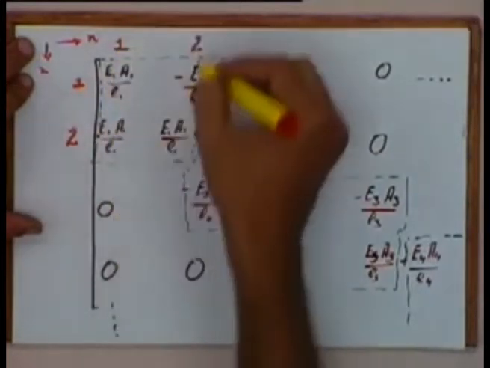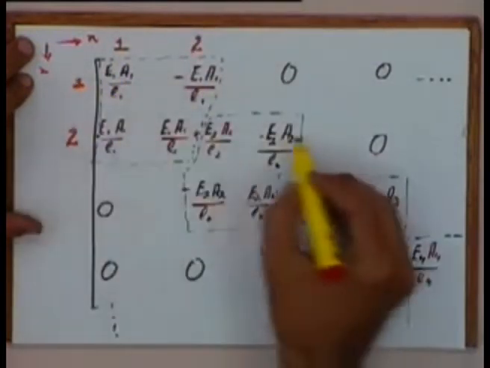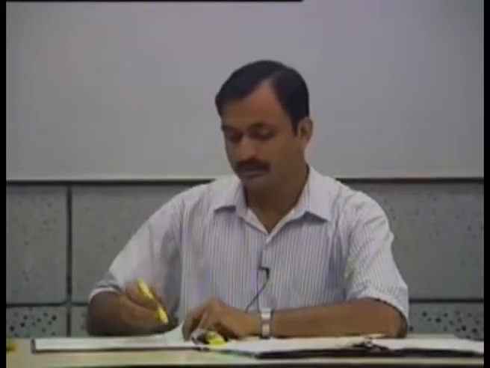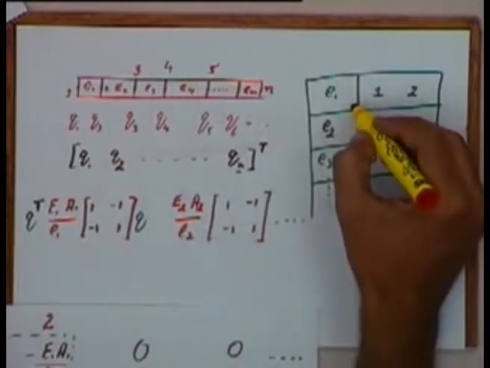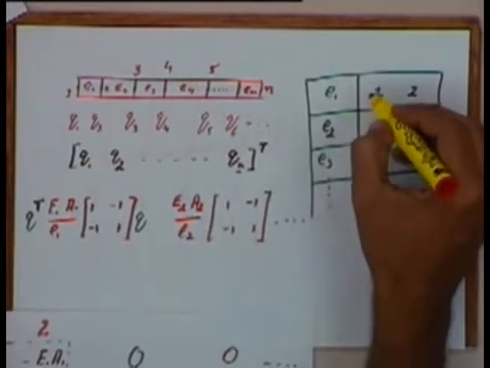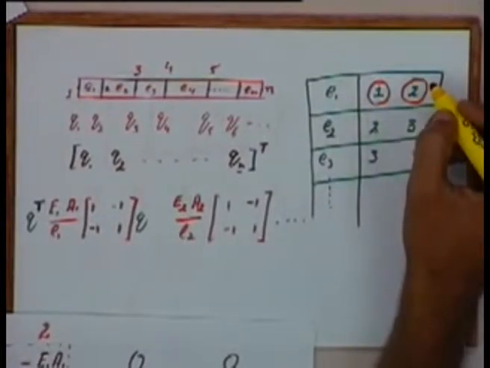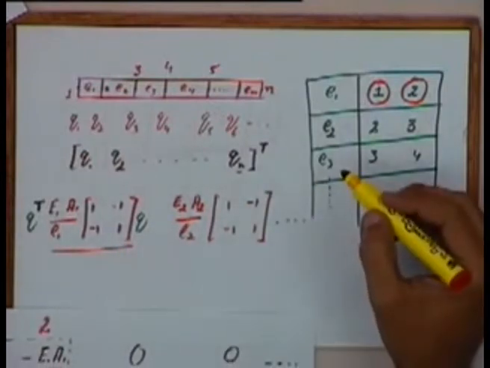That means the first column and the second column, and the first row and the second row, I will put the four terms. These four terms are the terms that correspond to this, that is the stiffness matrix for element number 1. I have taken the first and the second rows and columns and placed the four terms corresponding to this stiffness matrix.